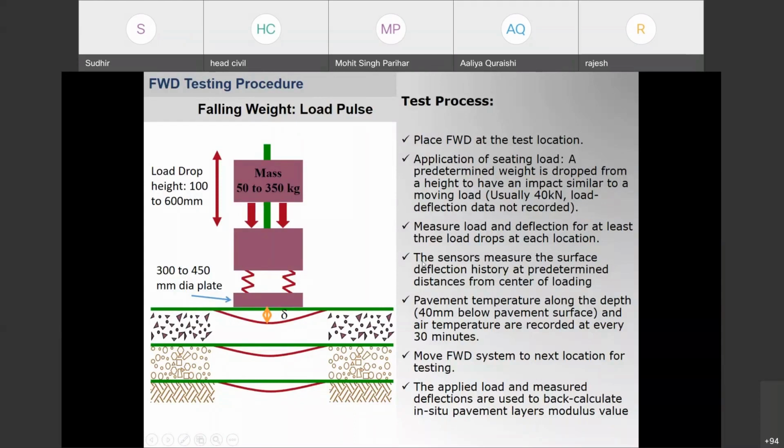Once you have collected all the FWD data, where you know the loading and you know the surface deflection, you can use this data to obtain an estimate of the modulus value for the different layers in the pavement structure.